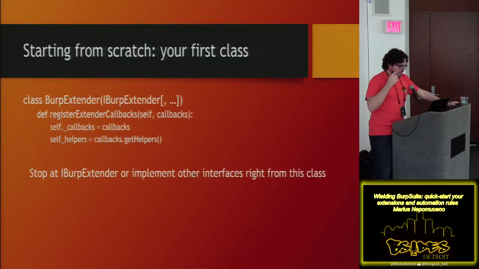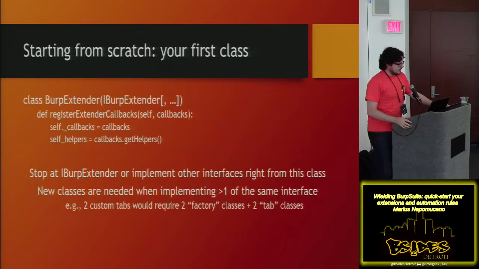So like I said before, you can either stop at IBurpExtender when you are implementing interfaces into your class, or you can implement other BurpSuite interfaces right from that class. So if your class is going to contain custom tabs, you go ahead and say class BurpExtender, open parenthesis, IBurpExtender, comma, IMessageEditorTabFactory. And now you can use that interface within this class.